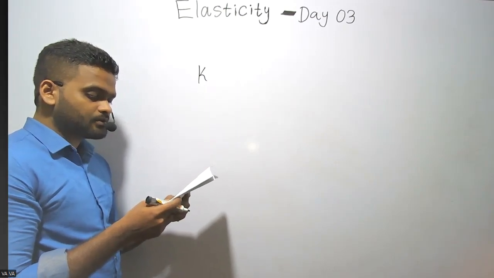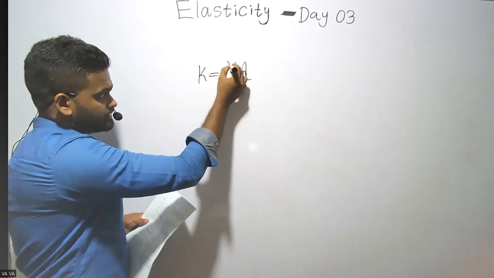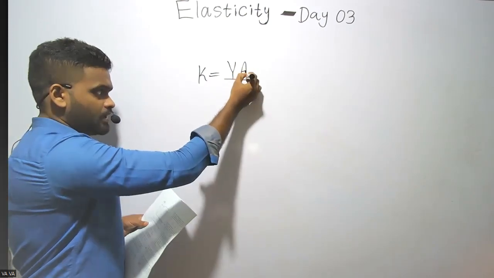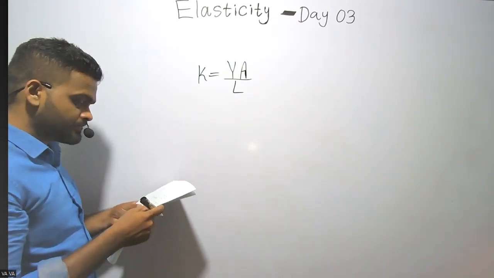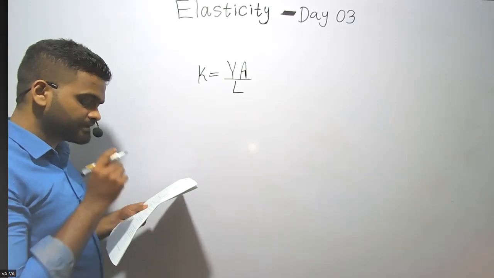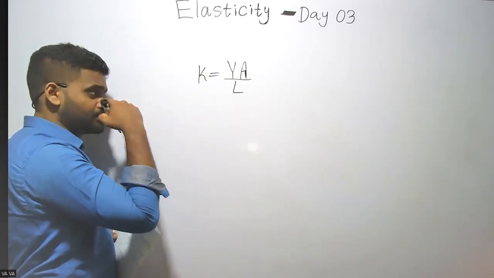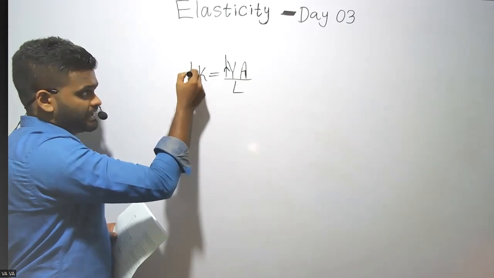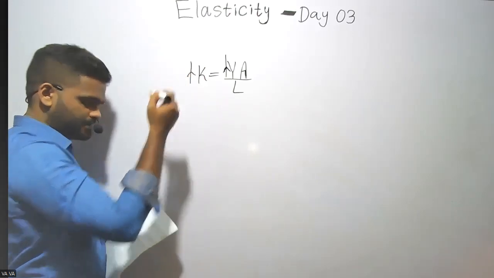Consider the expressions about K. So if we remember the earlier case, K is equal to YA divided by the length of the wire. YA divided by the length of the wire. Initial length, right? Sentence A. By increasing the Young's modulus, the value of K can be increased. So once you look at the question, if you increase Y, K increases, right? Because this is at the numerator. When you increase Y, K increases.